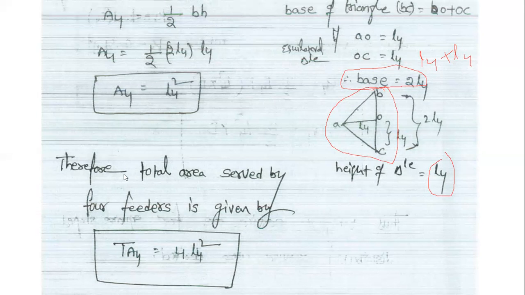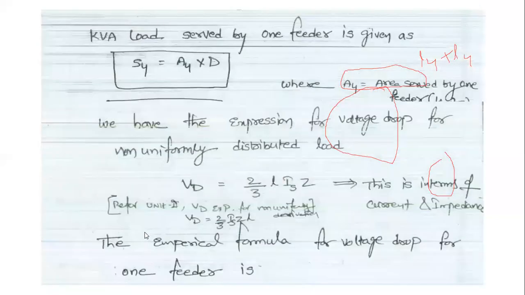Okay, therefore the total area served by 4 feeders is given by TA4 is equal to 4L4 square. The total area served by all the 4 feeders is 1 feeder area, which is L4 square, times 4. Therefore, the total feeder area is TA4 equal to 4L4 square. This is the total area served by all the 4 feeders.